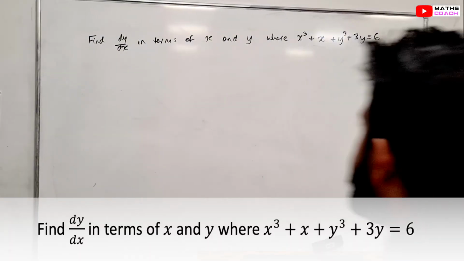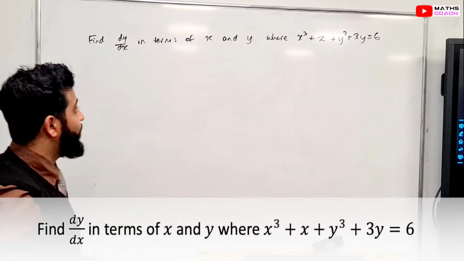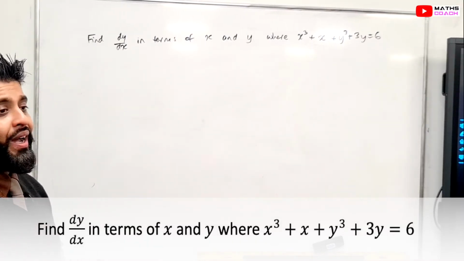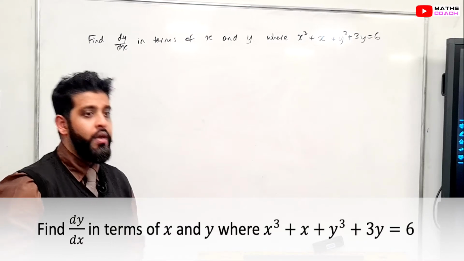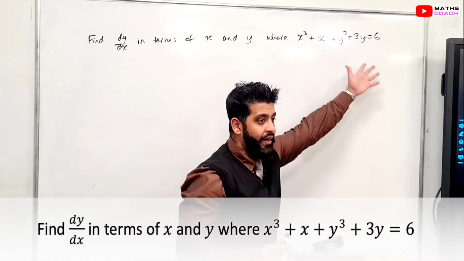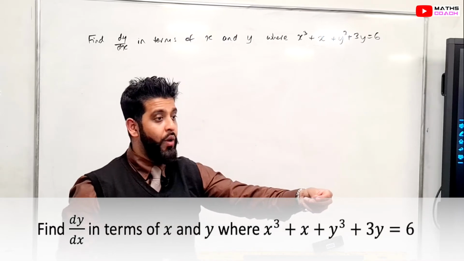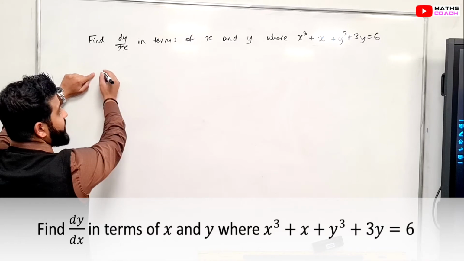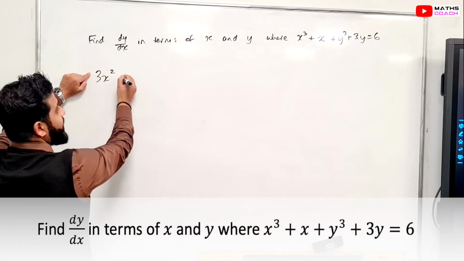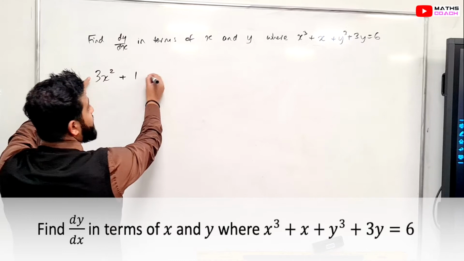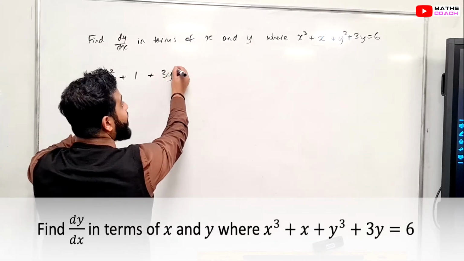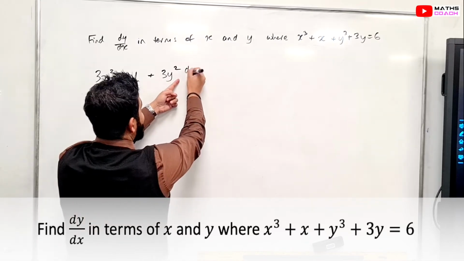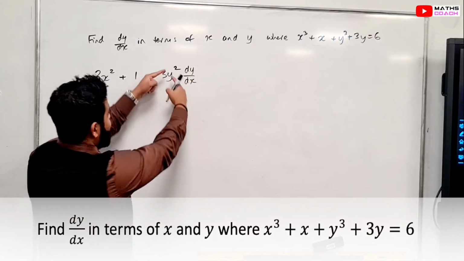So have a look at this one. It says find dy over dx in terms of x and y, where x cubed plus x plus y cubed plus 3y is equal to 6. We are going to differentiate all of that. Okay, now you know what happens when we differentiate y? We have that dy over dx. So let's differentiate that. What's the first thing that we get? 3x squared plus 1 plus 3y squared, and now we differentiated the y, didn't we? So what do we write? dy over dx.